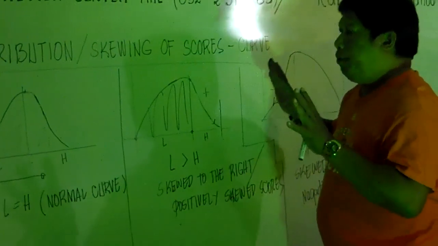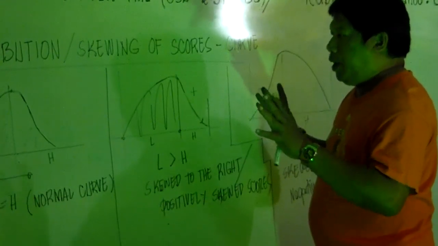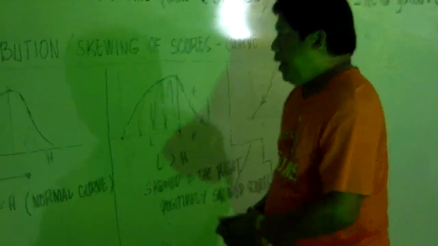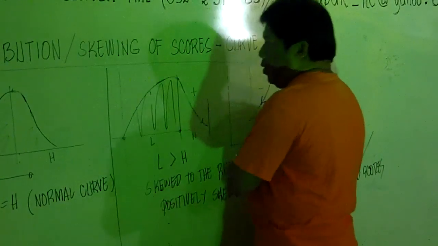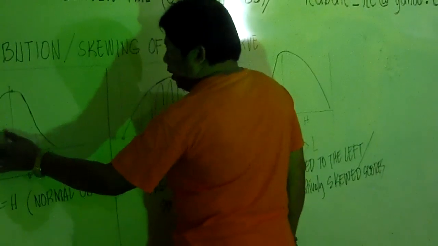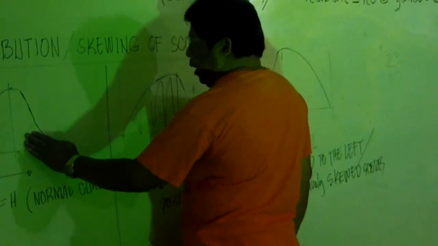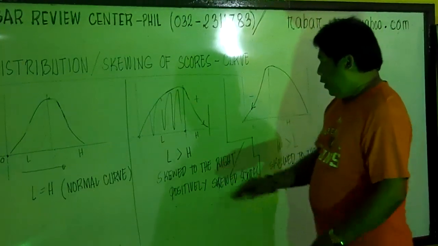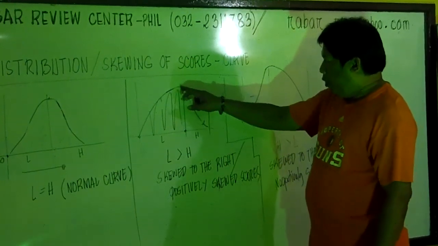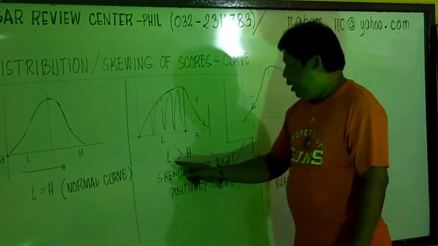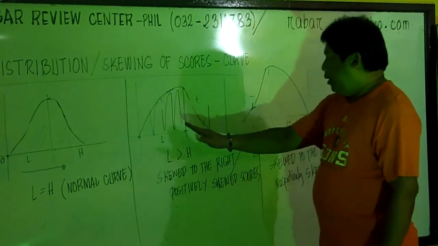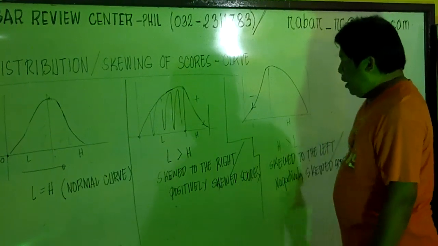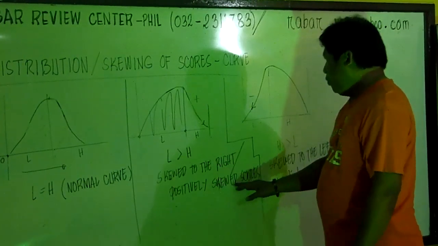Now we are showing here two kinds of scores, the lower and the higher scores. So we have the number of lower scores and the number of higher scores. To summarize these three curves, when the number of lower scores is the same as the number of higher scores, it means a normal curve. For the curve which has lower scores greater than the higher scores, the curve seems to be pulled to the right, or it is skewed to the right, or positively skewed scores.